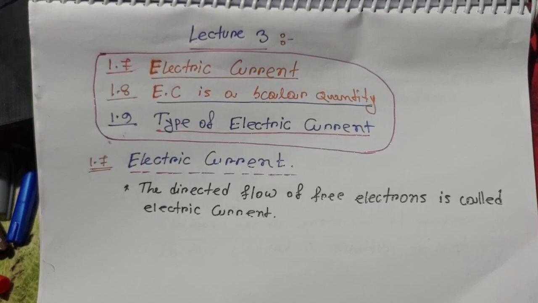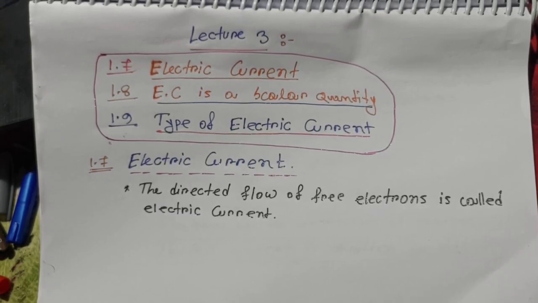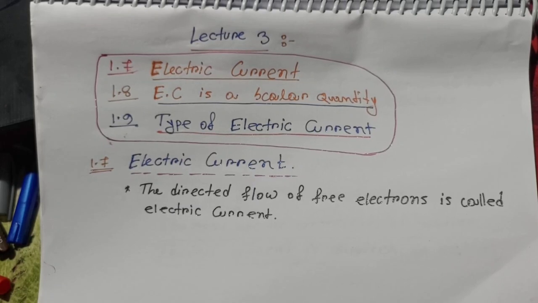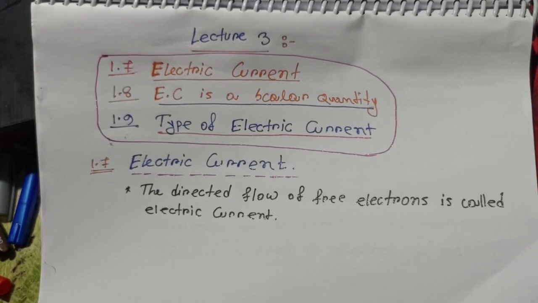The direction of flow of free electrons is called electric current. The flow of free electrons or charge is called electric current. If you don't know about free electrons, you can see our previous video. We have discussed there what free electrons or valence electrons are.